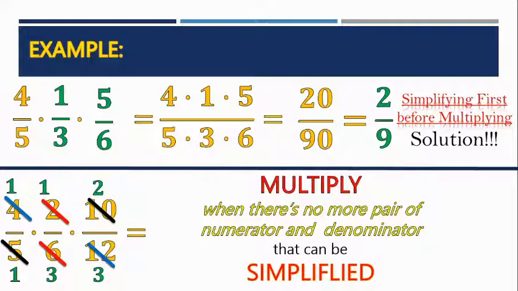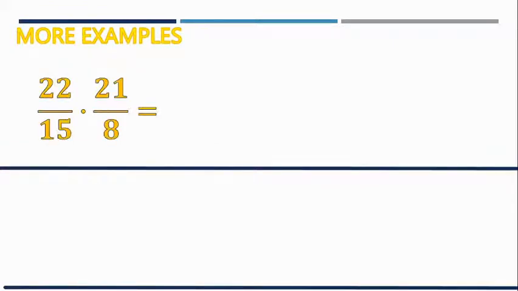So, what is left is 1 times 1 times 2 will give us 2, and 1 times 3 times 3 will give us 9. So again, even though we use two different methods, we still arrive at the same answer. Now, let's have our last set of examples. 22 over 15 times 21 over 8.